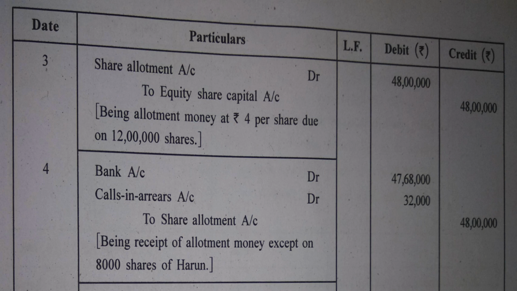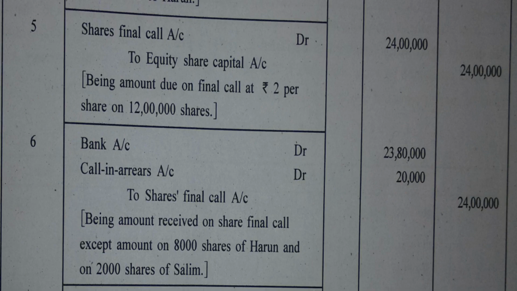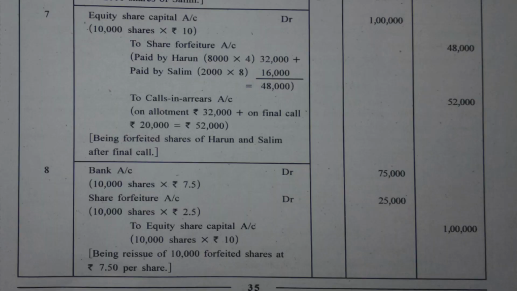32,000 is not received for allotment, 20,000 for final call, and that is obviously a reason why the shares are being forfeited. So this is the amount received, this is the amount not received, and this is the total amount. Just that simple.